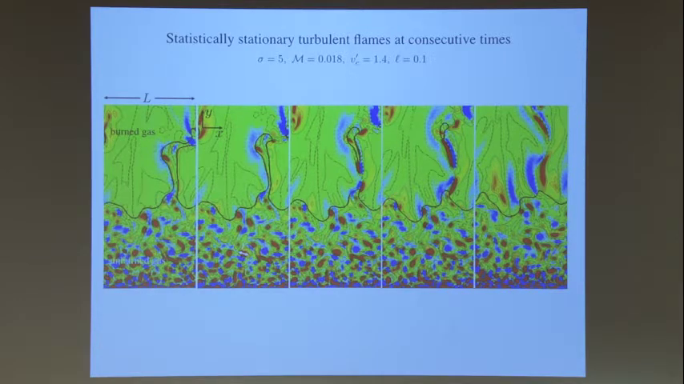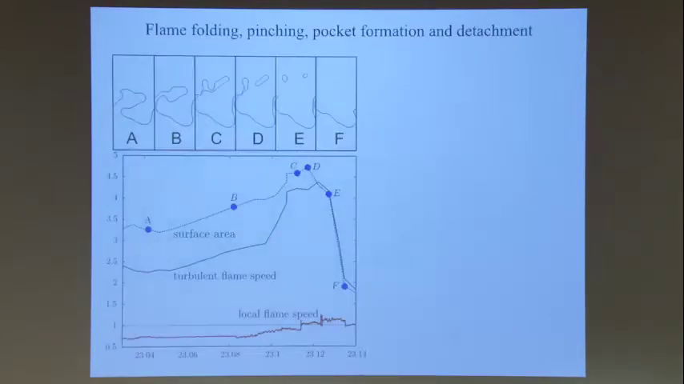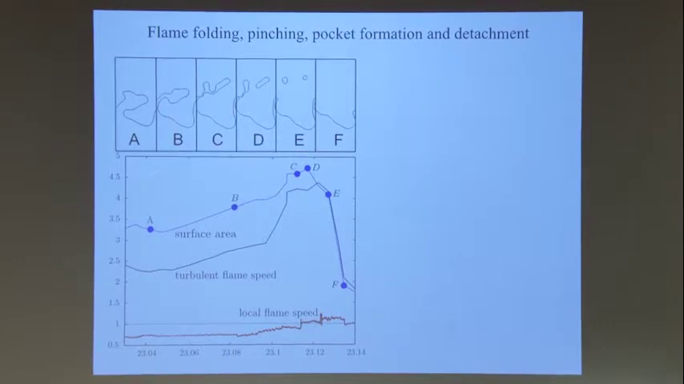This is a set of flames at different, consecutive times. I have chosen this just because it's a set of times where the flame is being folded, it pinches, it creates a little flamelet that is detached, and that little flame is consumed very fast, and then it's not there. And now I'm showing you what happened during that event.